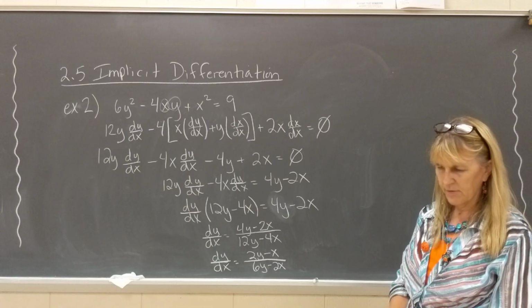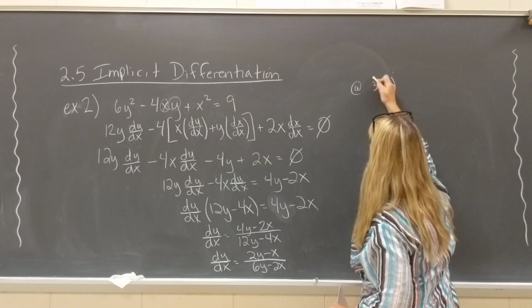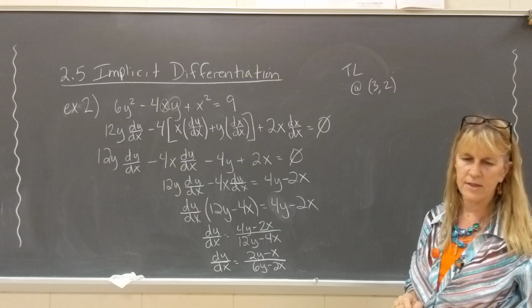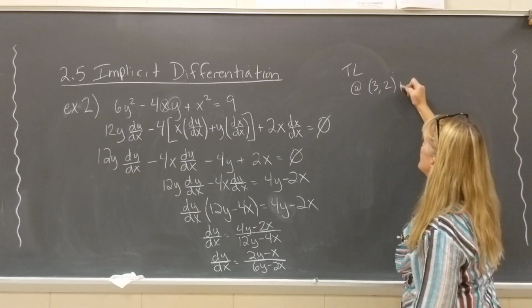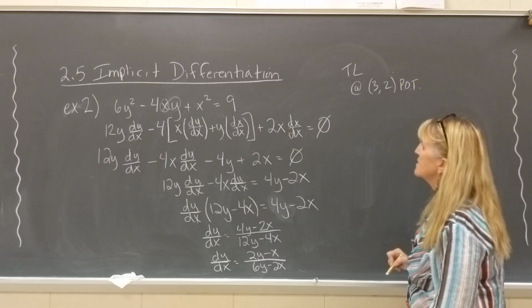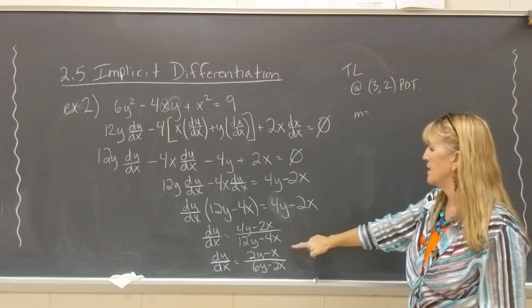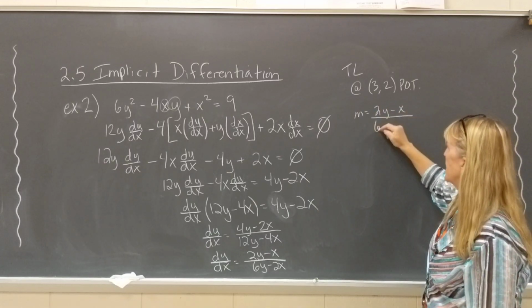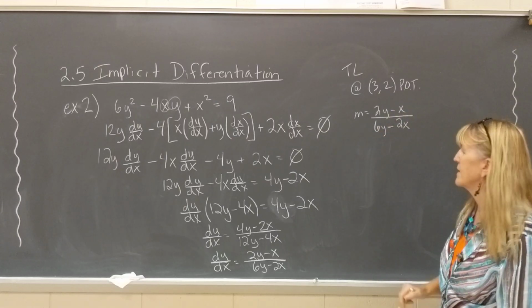And I have a point that was on the original function. It would be (3, 2). So I'm looking at the tangent line, the equation of the tangent line at (3, 2). First thing I need, since I already have my what? This is the point of tangency. I need my slope. So my slope is given as 2y minus x divided by 6y minus 2x. This can often get very messy right there.